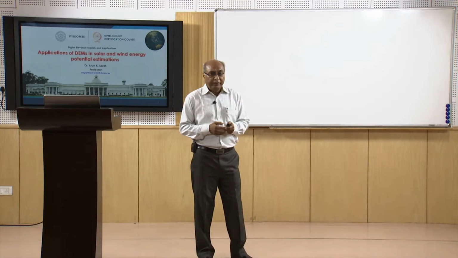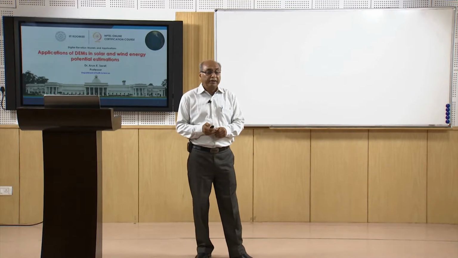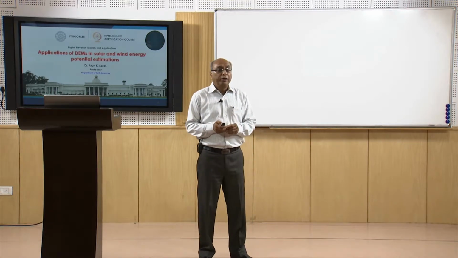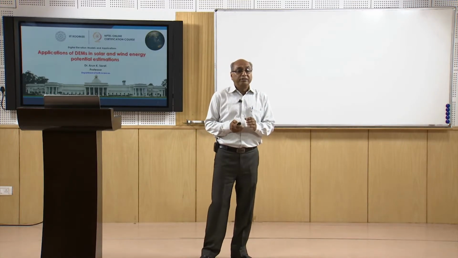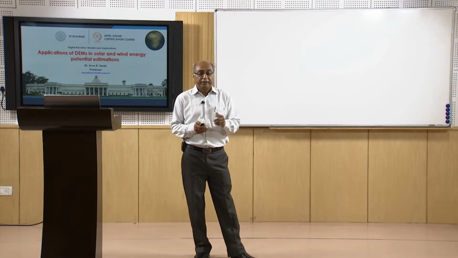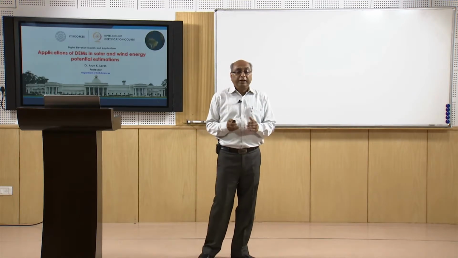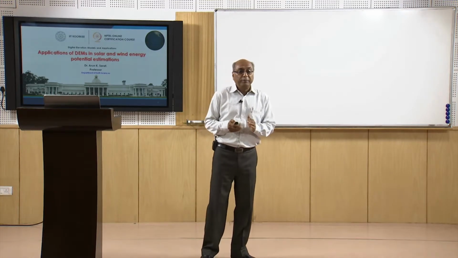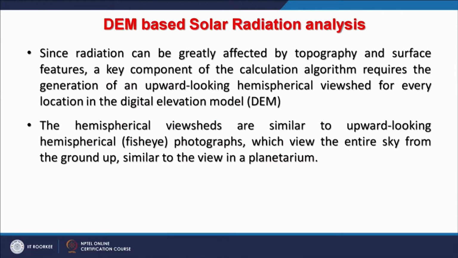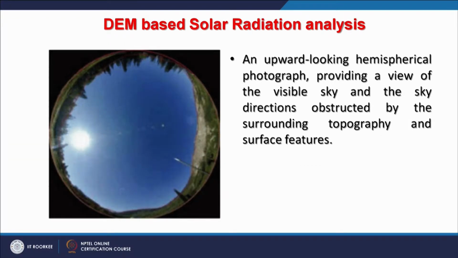As we know, radiation can be greatly affected by topography, especially hilly terrain versus plain areas, and by some surface features, maybe vegetation, maybe snow cover, ice, glaciers. So the key component of the calculation algorithm requires the generation of an upward-looking hemispherical viewshed. That is the first step for every location in a digital elevation model. This hemispherical viewshed is similar to an upward-looking hemispherical or fish eye photograph, which views the entire sky from the ground upward, similar to the view in a planetarium. And this is what is meant by the hemispherical viewshed.